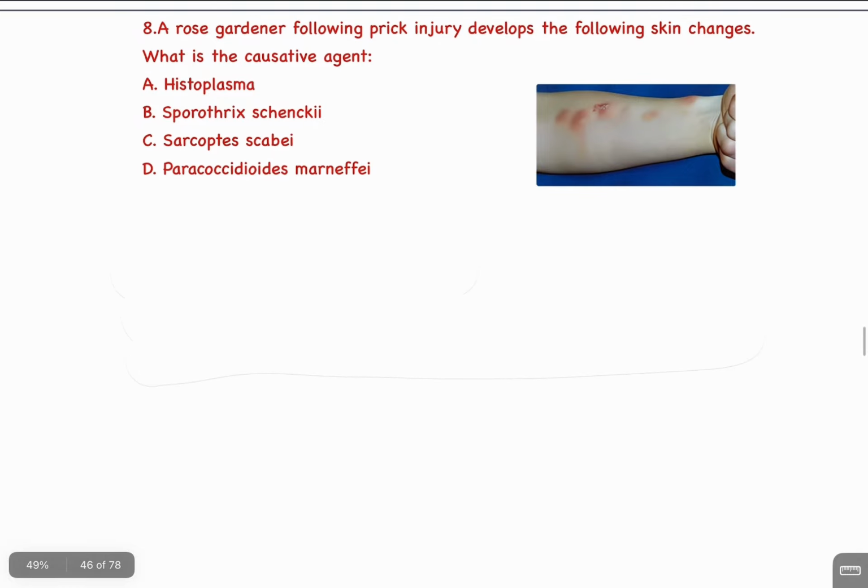Question number 8. A rose gardener following prick injury develops the following skin changes. What is the causative agent? A. Histoplasma, B. Sporothrix schenckii, C. Sarcoptes scabiei, D. Paracoccidioides brasiliensis.